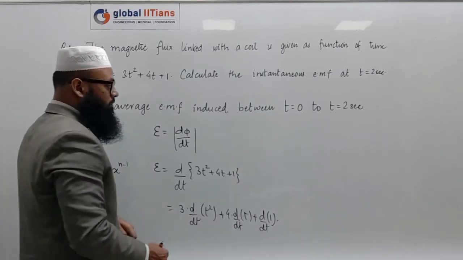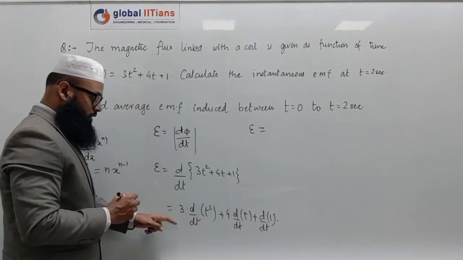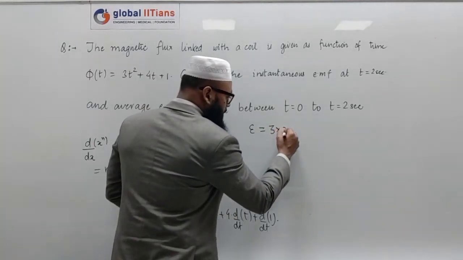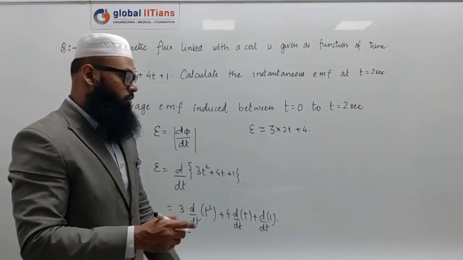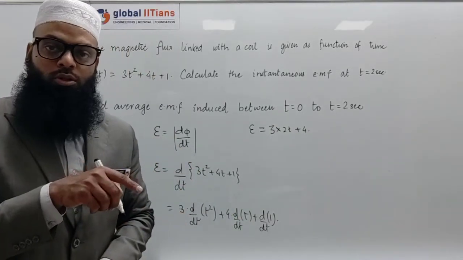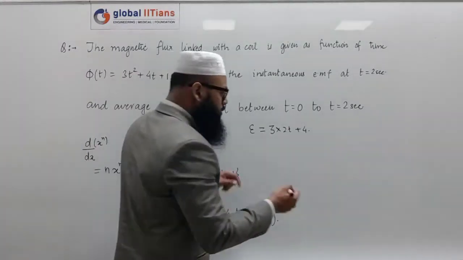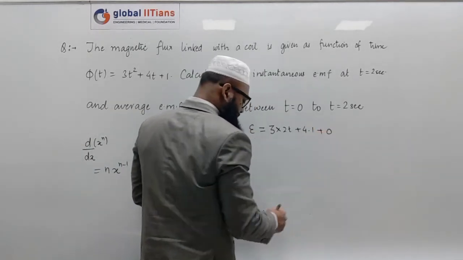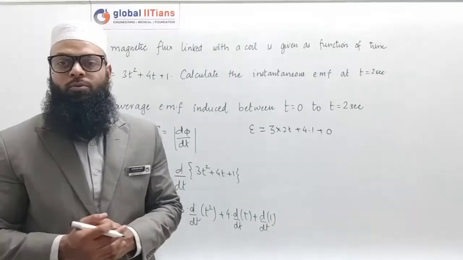So from here the instantaneous induced EMF is equal to 3 times d/dt of t², which is 2t, plus 4 times d/dt of t, which will be just 1. You can consider t to the power 1, so after differentiation it will be 1 times t to the power 1 minus 1, that is t to the power 0, which is 1. So 4 times 1, plus the differentiation of anything constant, which is going to be 0.